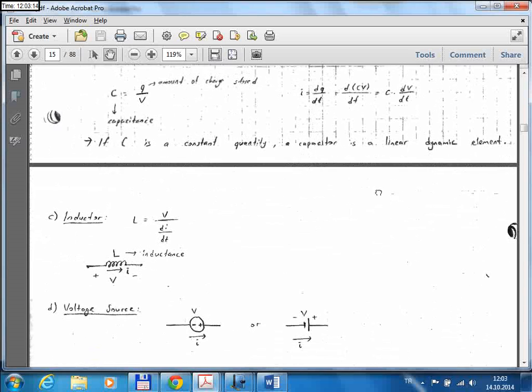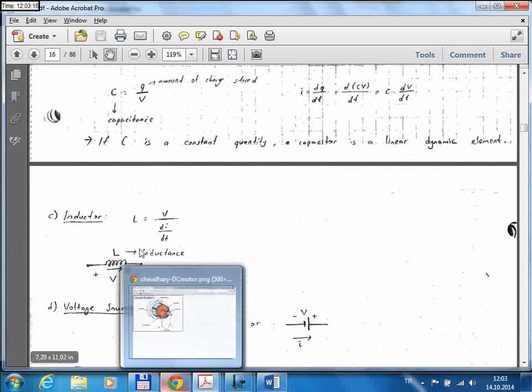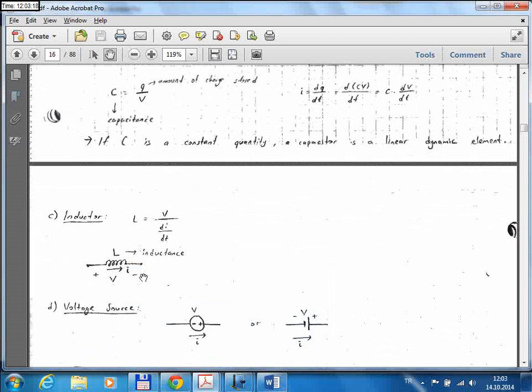Okay, the third element is an inductor. For inductor, we use this symbol, and if you assume that there is a potential difference of V between the terminals of an inductor, the relation between the potential applied and the current flowing is given by this differential equation.